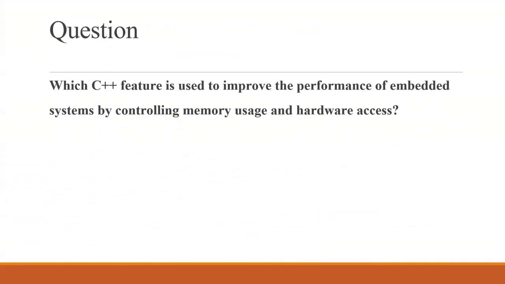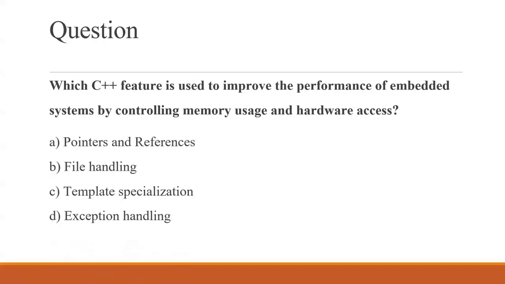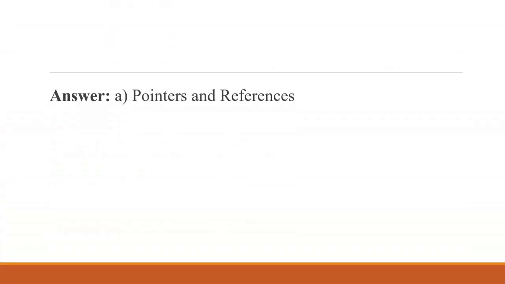Which C++ feature is used to improve the performance of embedded systems by controlling memory usage and hardware access? A, pointers and references. B, file handling. C, template specialization. D, exception handling. So which one is used to improve performance by controlling memory usage and hardware access?